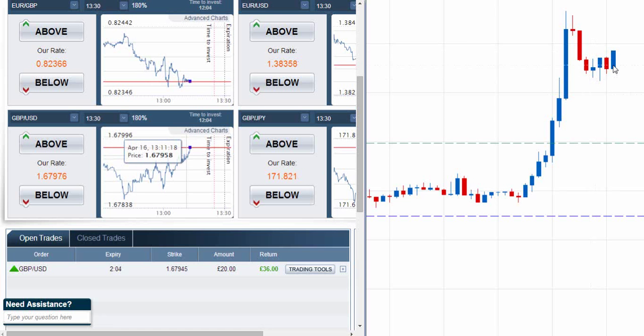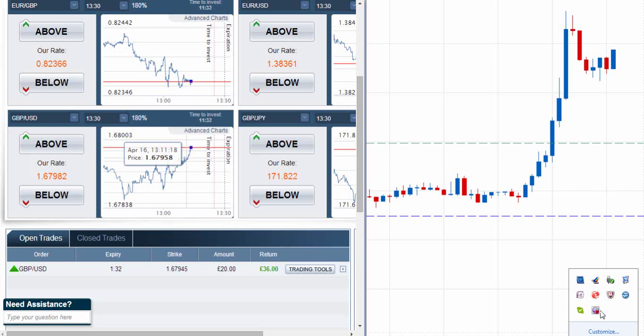Okay, so we're still looking very good. We've got 30 seconds left of the trade from the expiry. Our strike price is 167.945. We're currently at 167.99, now 168. So we are well above our strike price with 10 seconds remaining. So that's a winning trade. That's going to come in nicely, and it's now just expiring.